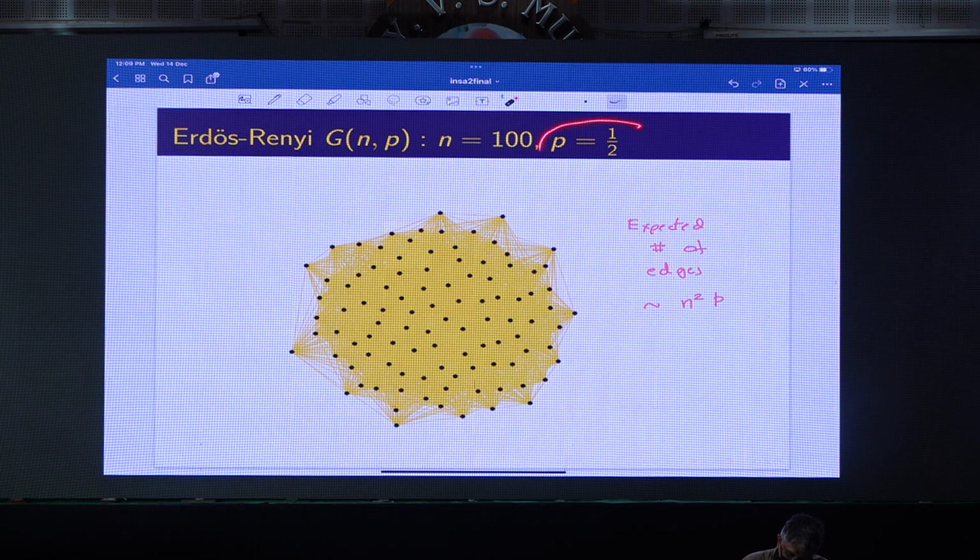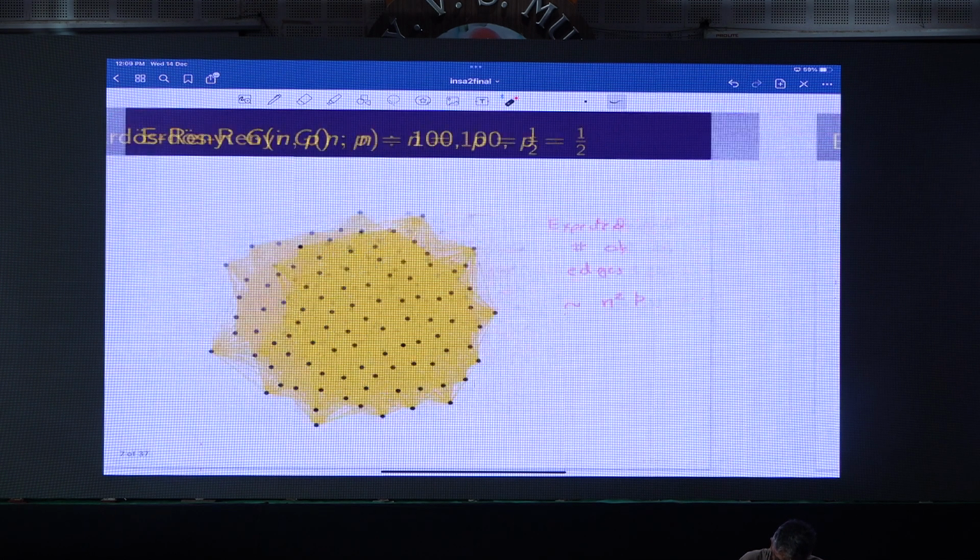So here I took p equal to half. So that gave you n squared times p. But suppose I vary p with my n, then this may not be order n squared. Right? So let's say I make p smaller and smaller as a function of n. Let's try and see that.